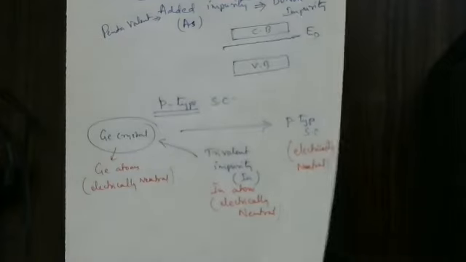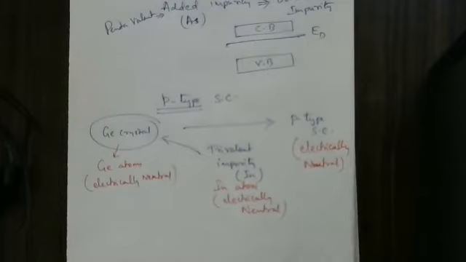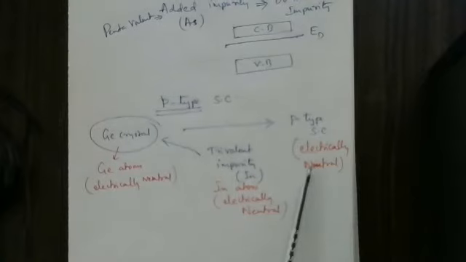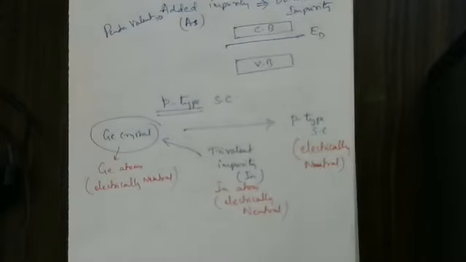One more question. What kind of charge does a P-type semiconductor have? A P-type semiconductor is electrically neutral and does not contain any net charge, because in a germanium crystal each and every atom is electrically neutral. The indium atom we have added is also electrically neutral. The resultant P-type semiconductor is electrically neutral. This is the P-type semiconductor concept.